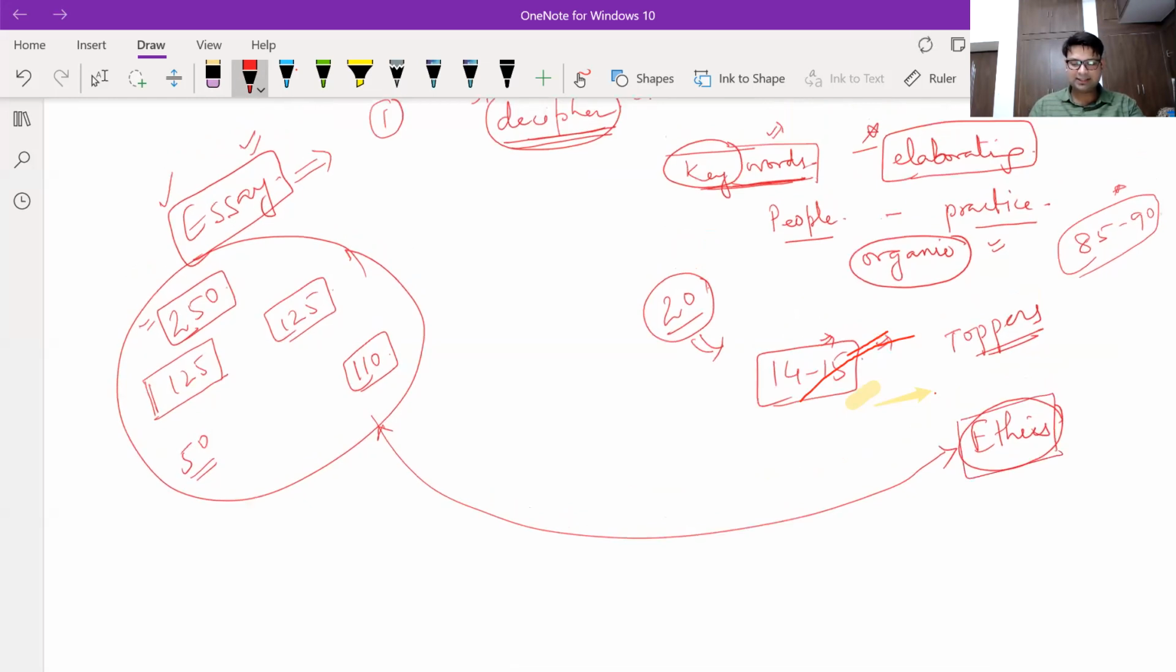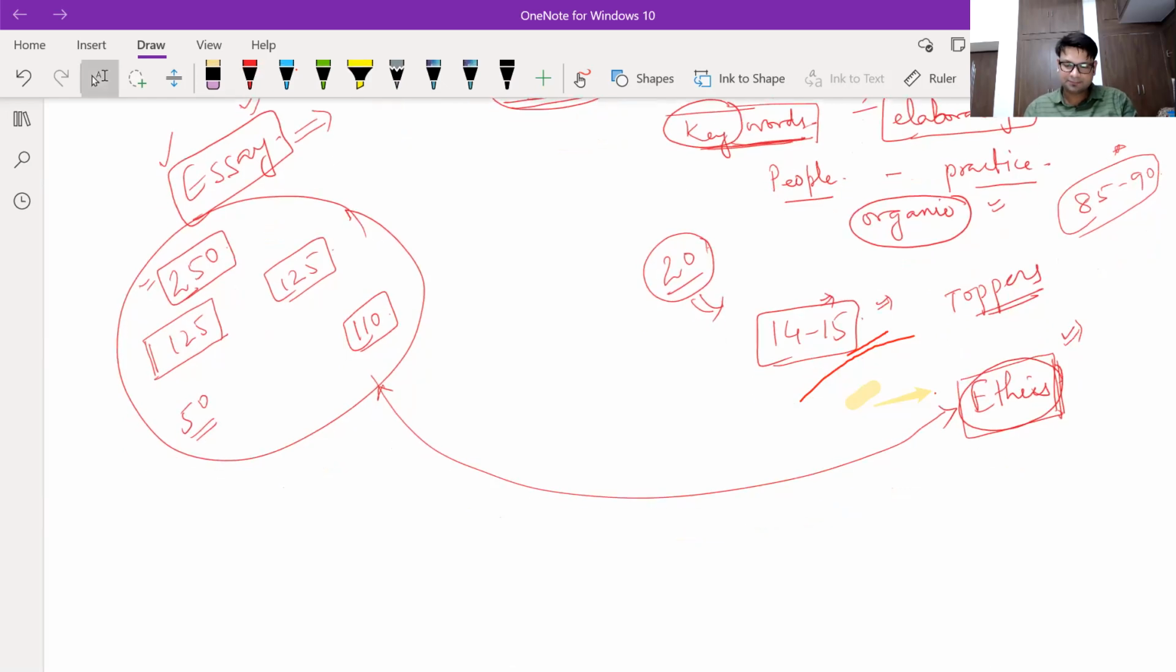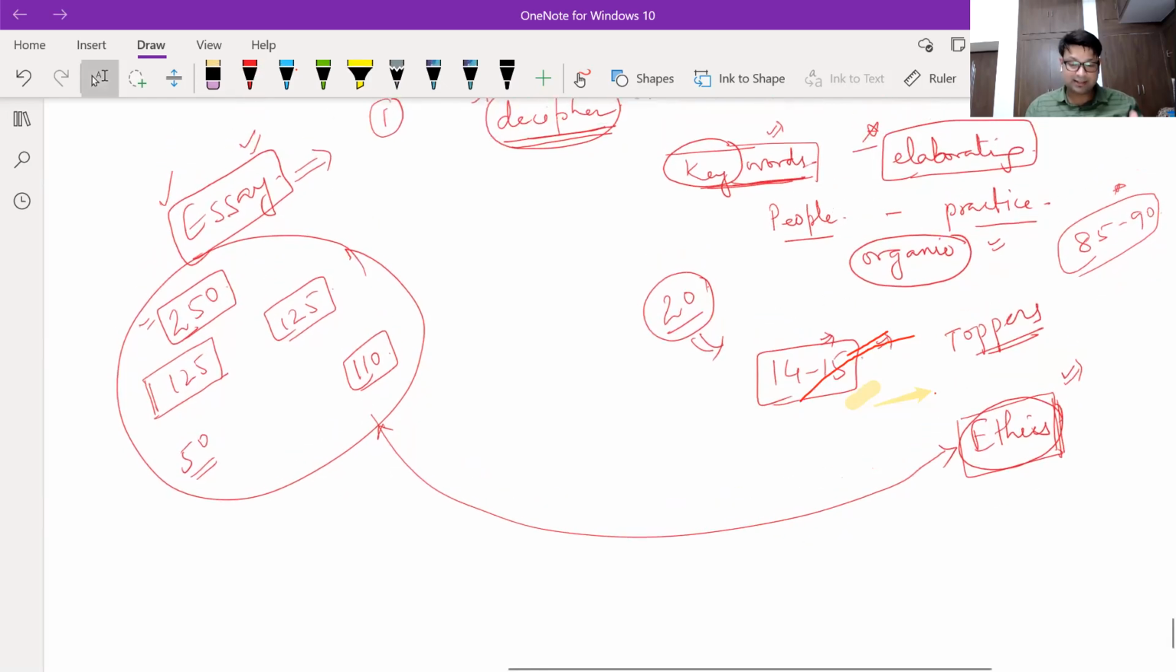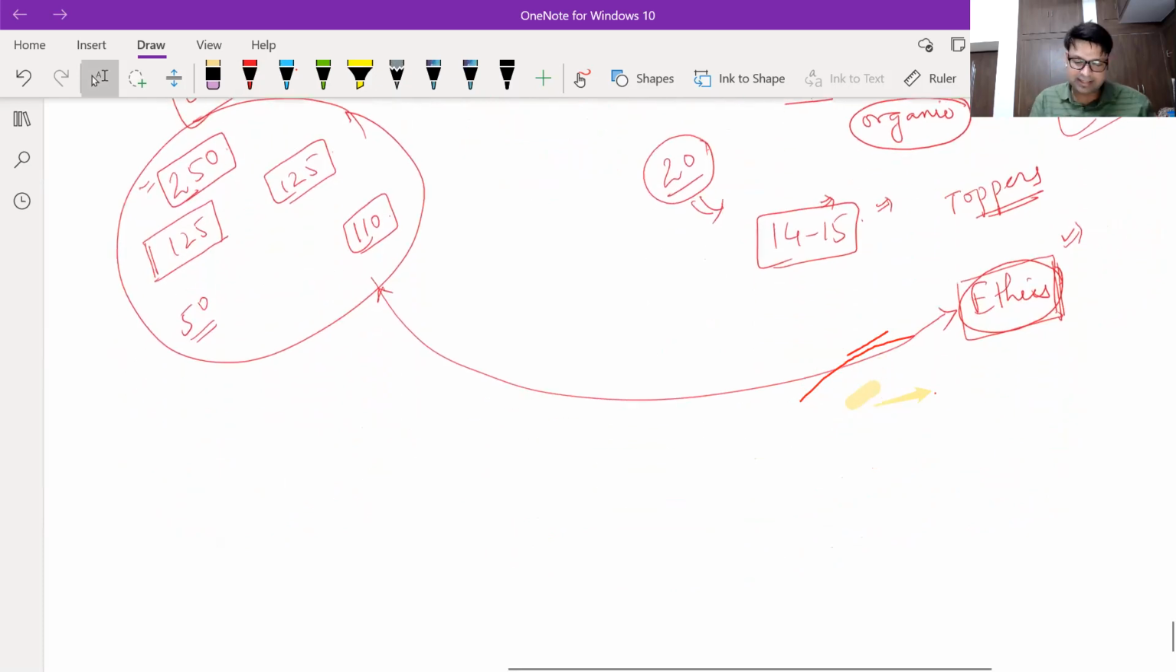Because in ethics and essay, the question is basically situation-based. And in ethics, most of the questions are situation-based. You have to write according to a particular condition that has been given. You have to justify with examples. So if you start putting wrong examples, naturally you are not picking the line that the examiner is expecting from you. So that is one thing that I say. And that is the first stage.